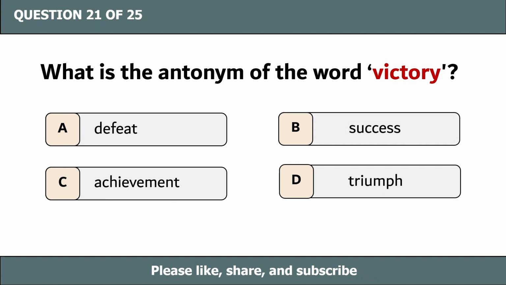Question 21. What is the antonym of the word victory? The correct option is A. Defeat.